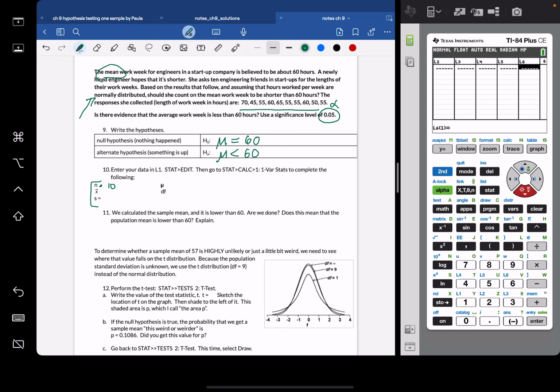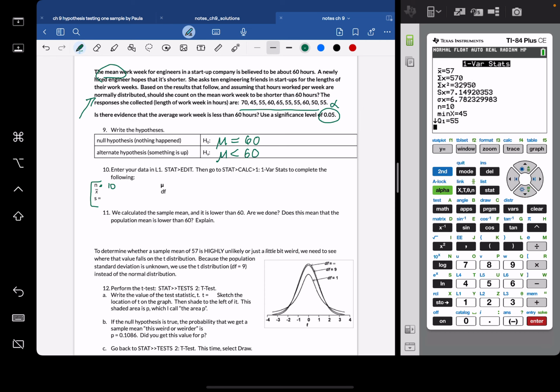So clear, and now I've cleared all the data out, and I have the 10 values of data in here in L1. Second quit, stat, calc, one variable stats, L1, frequency list. I think I can leave it empty, or maybe I have to put something there. Sometimes I put a 1 there, and sometimes I leave it blank. Let's see if this works. Okay, this seems fine. So X bar is 57, and S is 7.15.